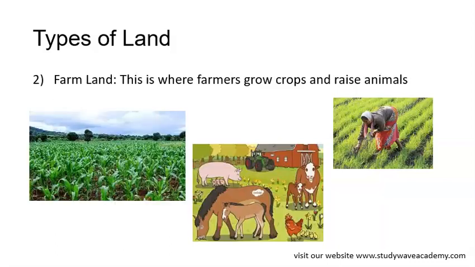Then we also have the farmland. The farmland is where farmers grow their crops and raise animals. Okay? This is the place we farm and raise animals. That is called the farmland. We grow different types of crops, plant different types of plants, flowers, different things, and also raise animals. Okay? Did we get that?